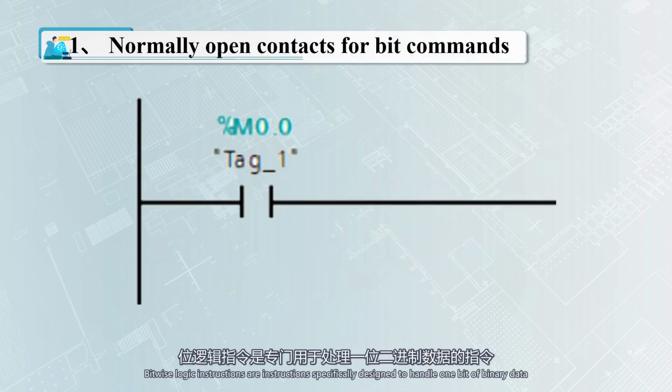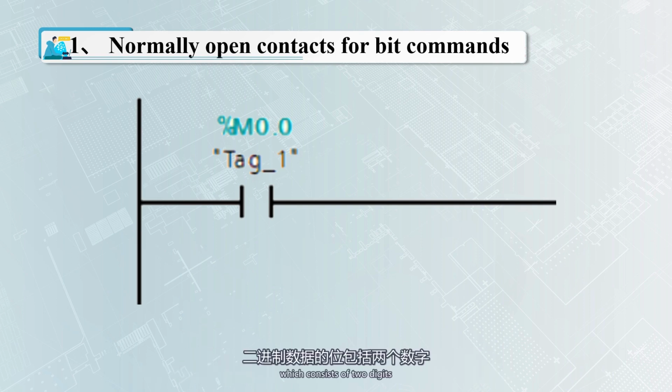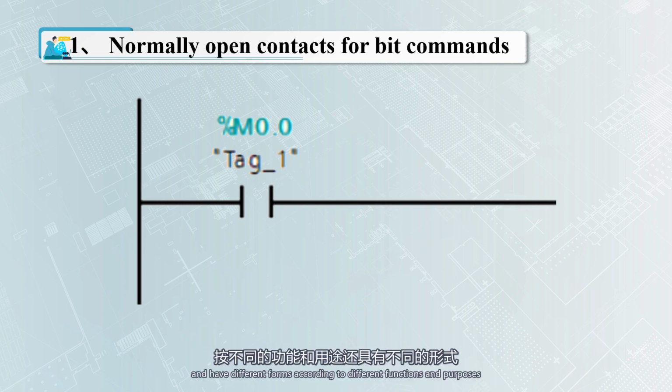Bitwise logic instructions are instructions specifically designed to handle one bit of binary data, which consists of two digits, 1 and 0. For contact commands such as normally open and normally closed contacts, 1 represents action and 0 represents no action. For coil commands, 1 indicates that the signal has reached the coil, and 0 indicates that the signal has not reached the coil. Bit logic instructions are the most basic and frequently used instructions in PLC programming and have different forms according to different functions and purposes.